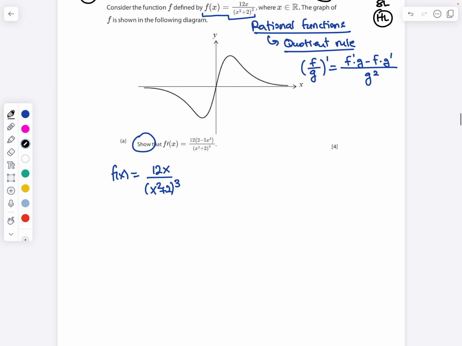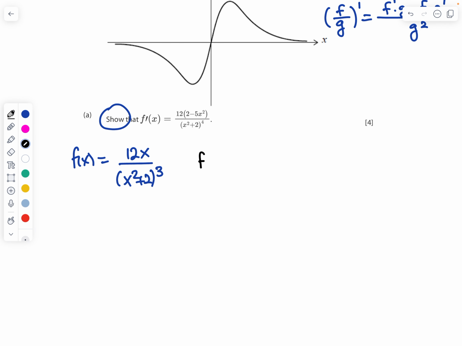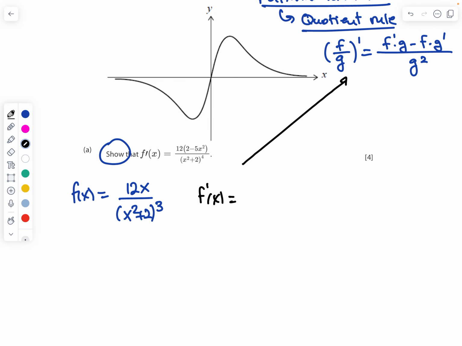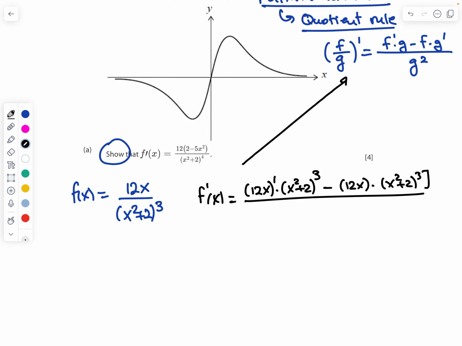So the derivative of that function is going to become, based on the quotient rule, the derivative of the top, which is the derivative of 12x, times (x squared plus 2) to the power of 3, minus 12x times the derivative of (x squared plus 2) to the power of 3, over ((x squared plus 2) to the power of 3) all squared. No derivative is involved at the denominator.